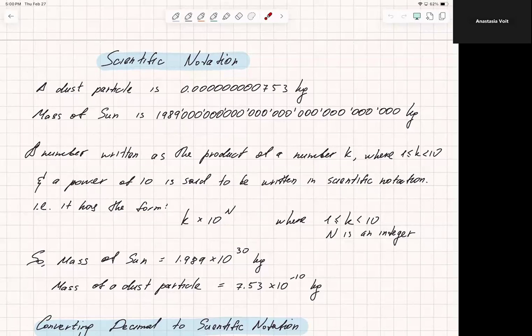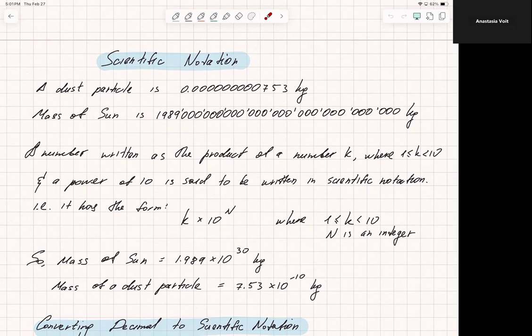Hi. In this lecture, we will look at scientific notation and we will learn how to convert from a decimal to scientific notation and back from scientific notation to a number. So, why do we even use scientific notation? Sometimes we have values for some things that are not really convenient to say in a regular way.